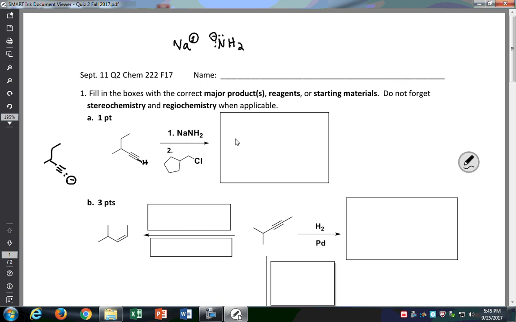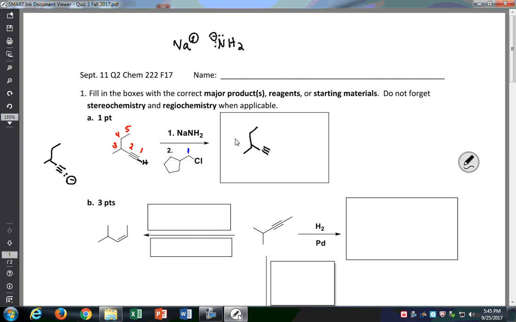That's going to form a new bond between, and I'm going to number my carbons, carbon 1 of my triple bond and carbon 1 of my alkyl halide. And again, it's primary, so this is allowed. We are retaining the triple bond until we do a reaction to get rid of it.